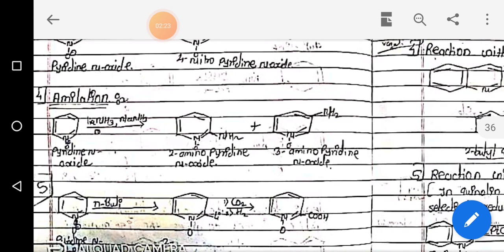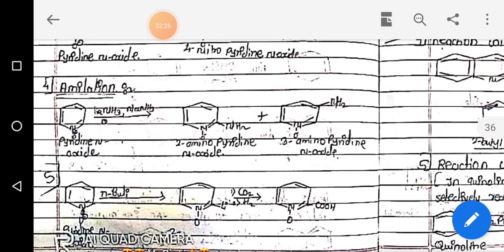So in the amination reactions, the starting material is the pyridine N-oxide, and the reaction condition provided for the reaction is written on the arrow, and this condition is liquid NH3 along with NaNH2, sodium amide. The products form at the two position and the three position. One product is 2-aminopyridine N-oxide, and the other one is 3-aminopyridine N-oxide.